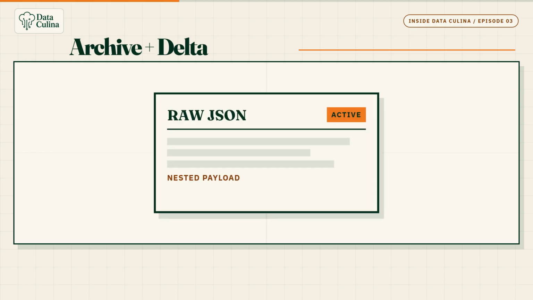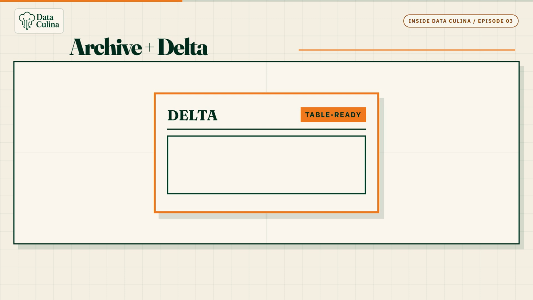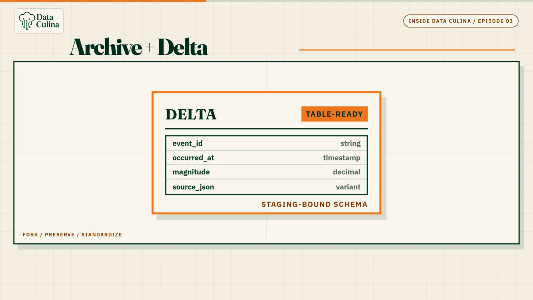Landing to Delta is the first major standardization point. This is where semi-structured payloads are flattened, approved columns are projected, types are standardized, and the data becomes a proper table-ready Parquet structure. The schema created here determines the structure that will be appended into staging. That boundary protects the original extract while making downstream structure predictable.